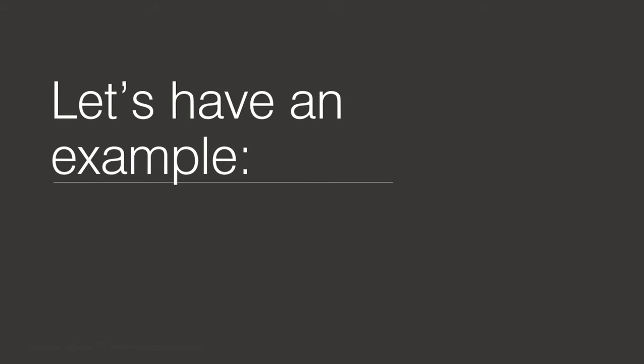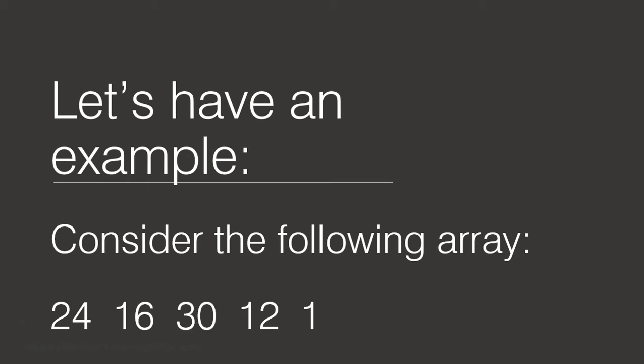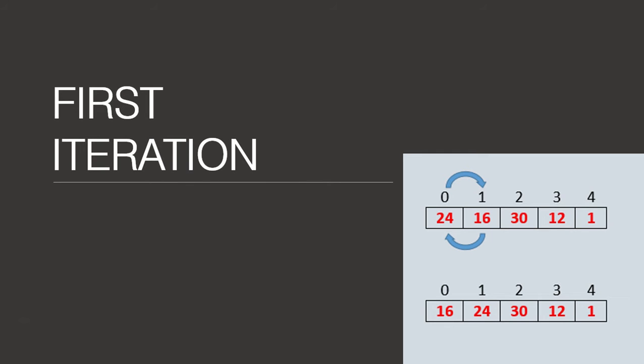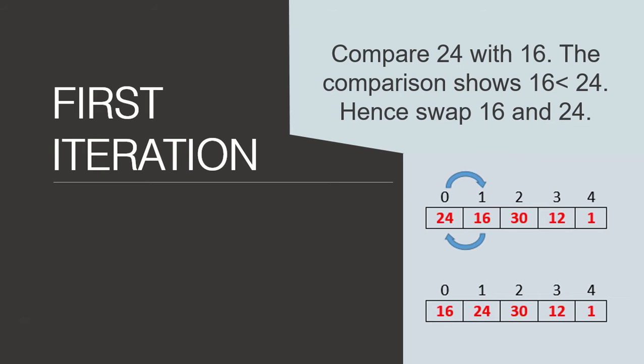Let's have this example, considering the given array, which we can clearly say is unsorted. On our first iteration, we compare the first element with its preceding element, and the comparison shows that 16 is less than 24. Hence, we swap 16 and 24.